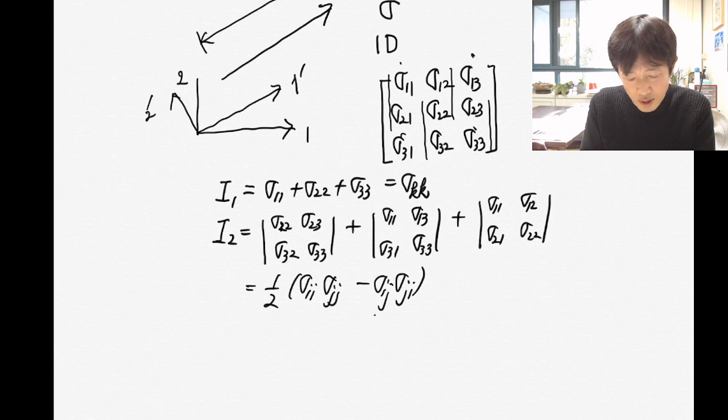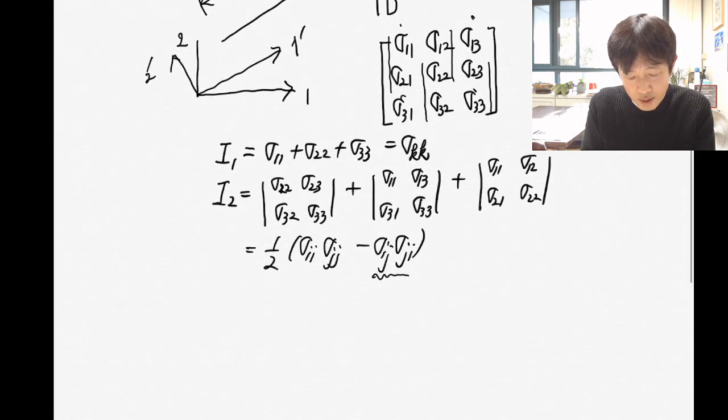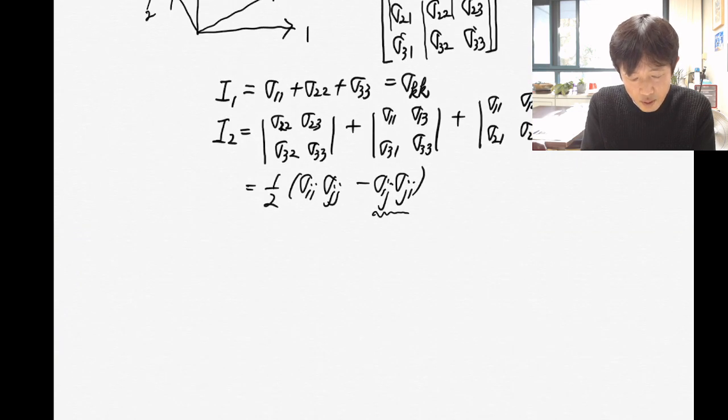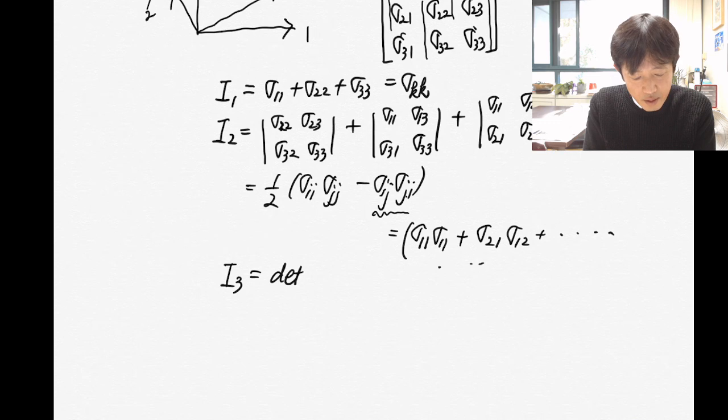Make sure that there are 2 repeating indices, which means sum over i and j. So that is equal to the sum over i and j, which means sigma 1 1 times sigma 1 1, plus, and then with repeating index, sigma 2 1 and sigma 1 2, and so on. And the third invariant is given by the determinant of this stress tensor. This is the third invariant.